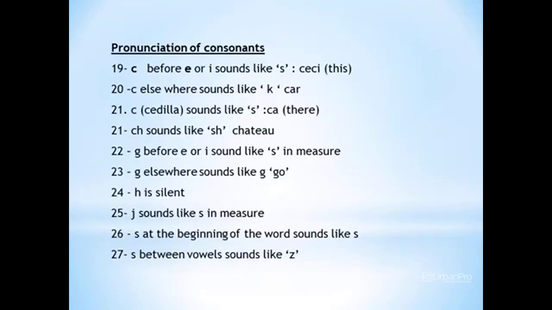The 26th, S at the beginning of a word, sounds like S. If a word begins with an S, you give it the S sound without any change. Now the 27th, S between vowels, sounds like Z. As I said earlier, some letters which come between vowels have a Z sound. Keep in mind these rules and French becomes easy to learn.